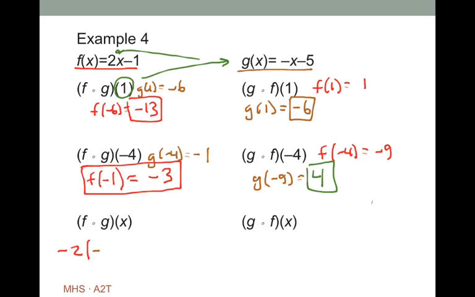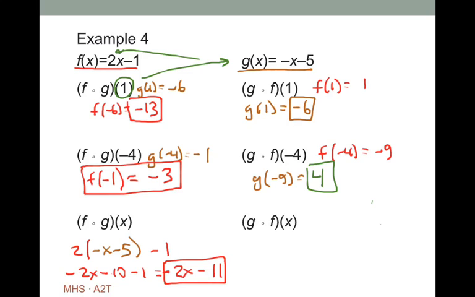And then f of g of x. Okay, now we're going to take the function g of x and plug it into f. Right, so let's take a look at how that works. We have -x minus 5, that's the g function. We're going to take 2 times that minus 1. So this is where we're going to take the composition of an entire function.